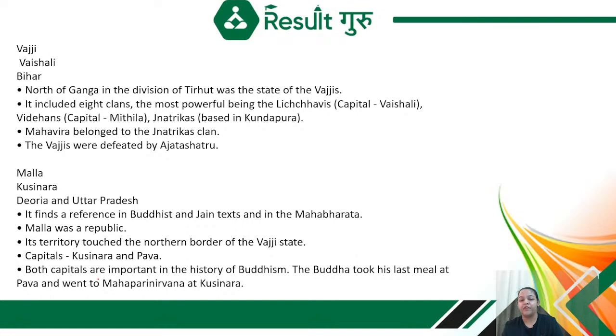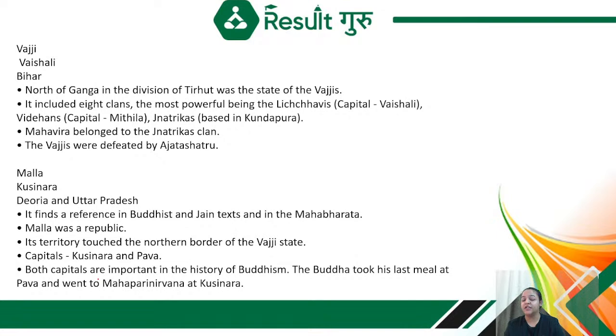Now, Mahavir belonged to the Natrikas clan. So now you know why Mahavir was so important, because he already belonged to a very important clan. Fine. The Vajjis were defeated by Ajat Shatru. Okay. Let's talk about Malla then.